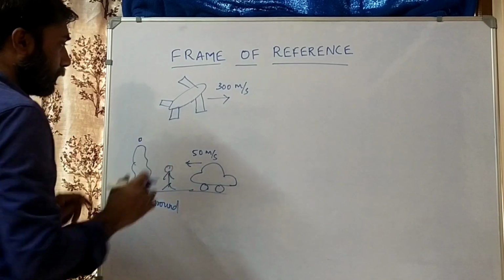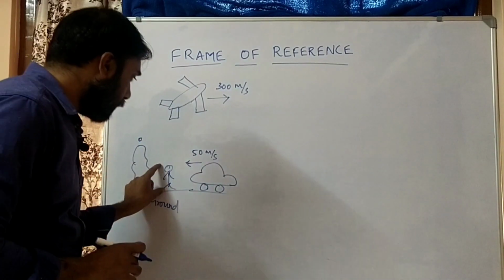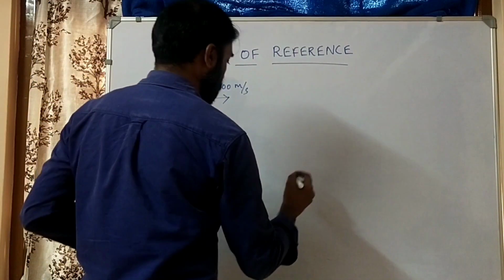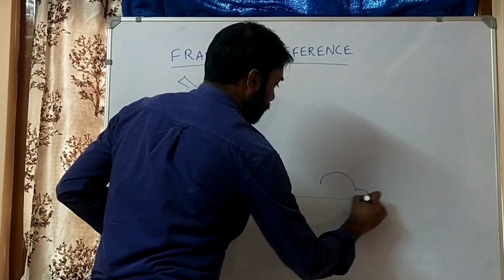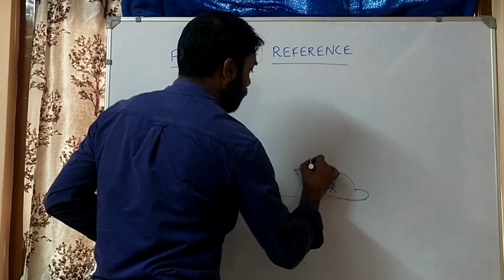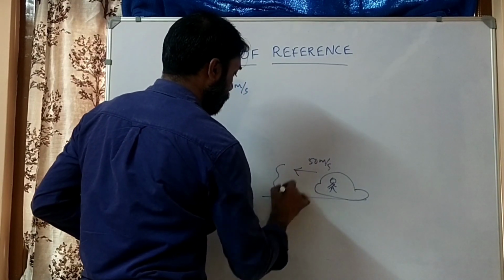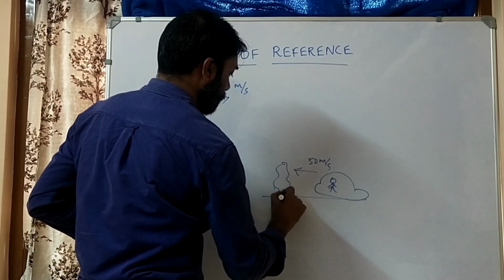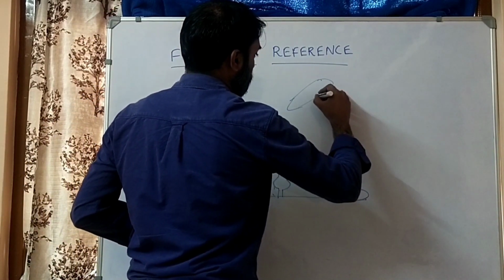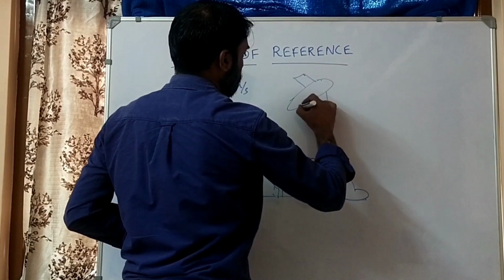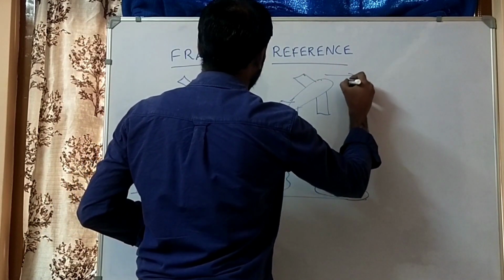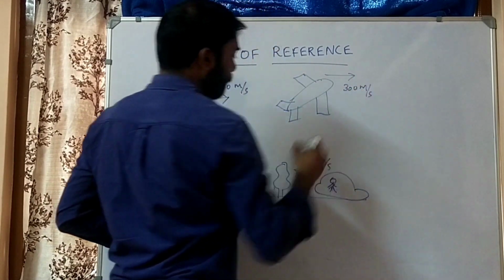Okay, and you're observing things. Now what you're doing is you're going inside this. Your situation is different. Now say in this situation, you're inside the car, and the car is moving at 50 meter per second, and a tree is there, and also the aircraft flies, the same 300 meter per second.